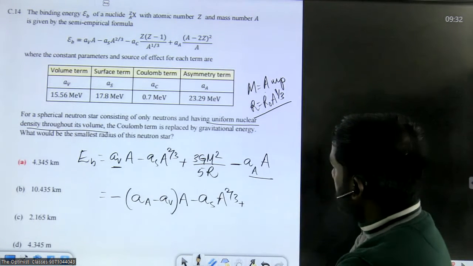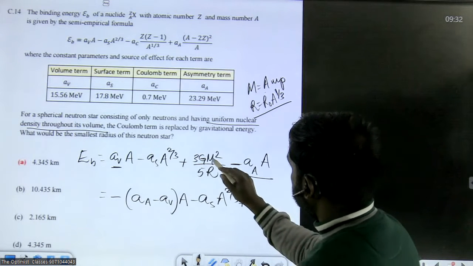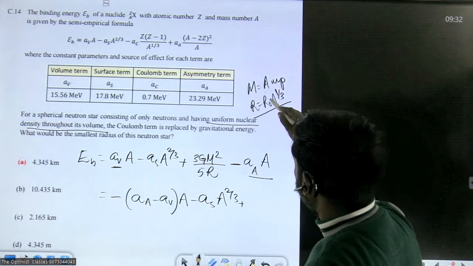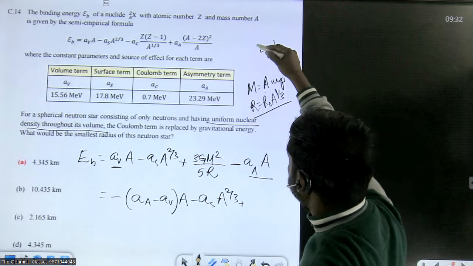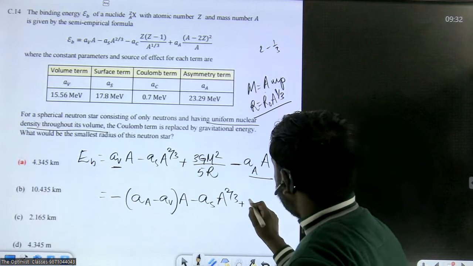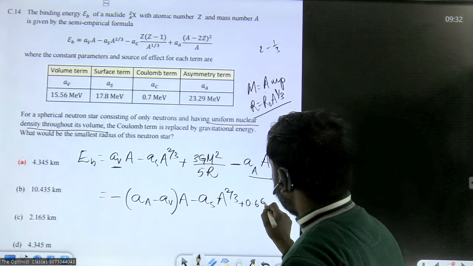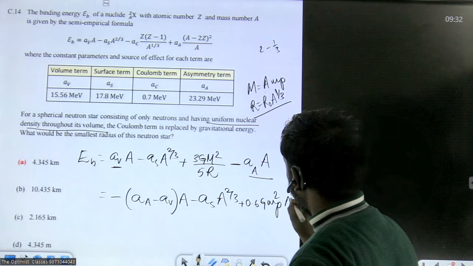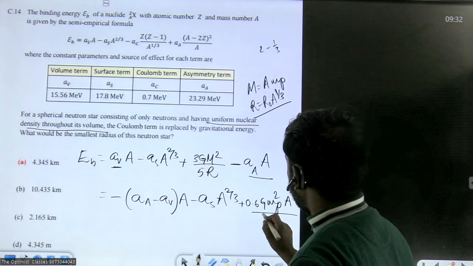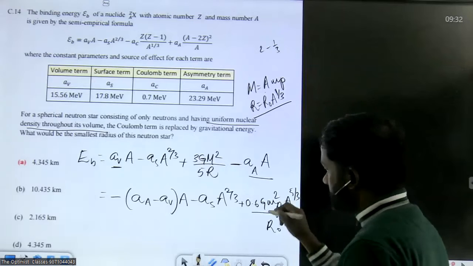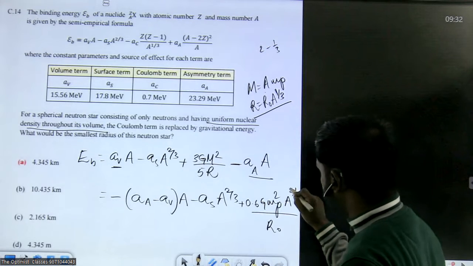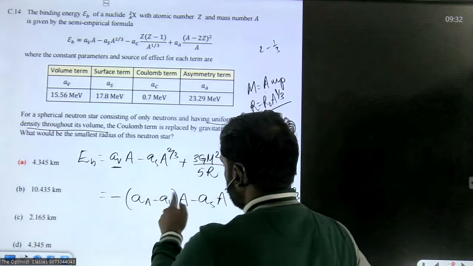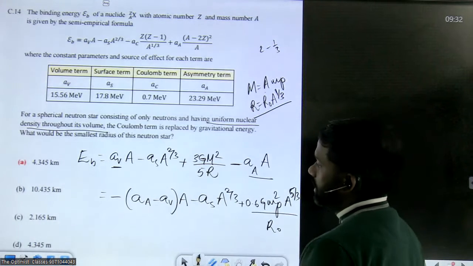Now when you put all these things here, we get A squared, and here we get A^(1/3). So 2 minus 1/3 becomes 5/3. So we'll get here 0.6·G, the mass of proton squared, and A^(5/3), divided by R0. This is the gravitational term. So basically we'll focus on this. The power of A is 5/3 here, here the power of A is 2/3 with a minus sign, and here the power of A is 1.